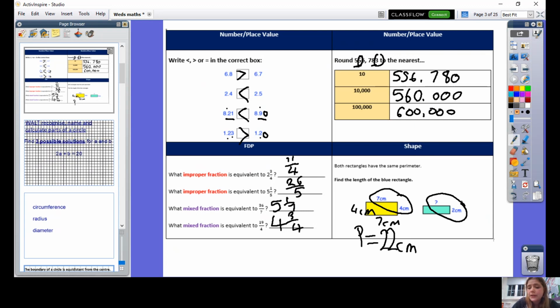First, I'm going to do the inverse. I'm going to halve 22, which makes 11. And now I need to decide for myself, what do I add to 2 to make 11? 2 add 9 is equal to 11. Let's just double check that then. 9 add 2 is 11. Add 9 is 20. Add 2 is 22. So the length of this blue rectangle is 9 centimetres.